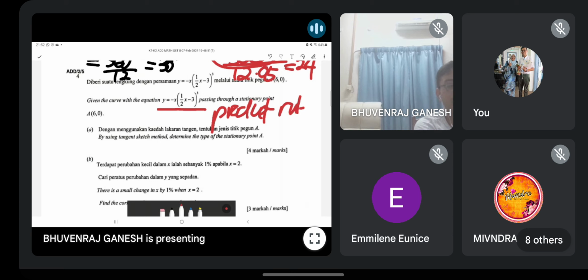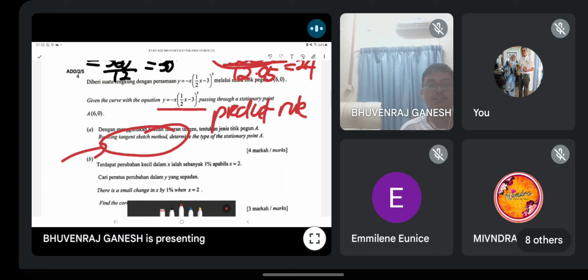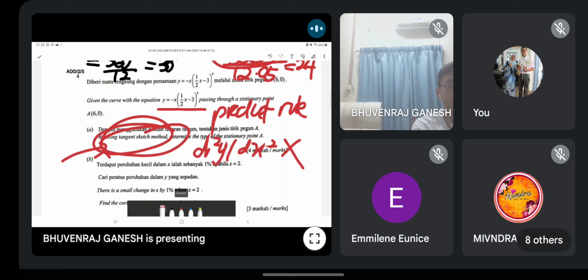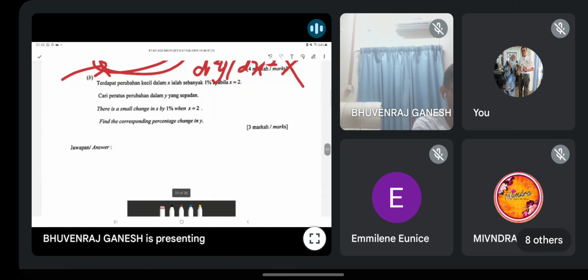Okay, petua darab. I think a lot of you don't know what the tangent sketching method is, right? Am I right? You must know this method. Kamu kena tahu kaedah ini. Because you cannot use any other method, like d2y/dx2. You cannot use this method because the question says you must use the tangent method, tangent sketching. So you must know what the method is. What is tangent sketching? You have to know.